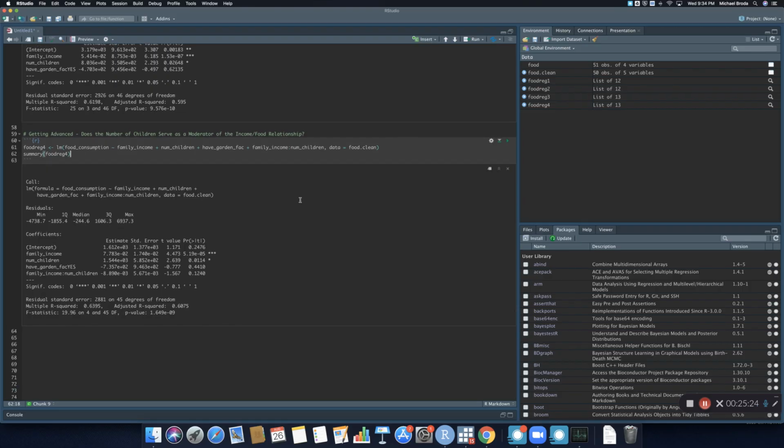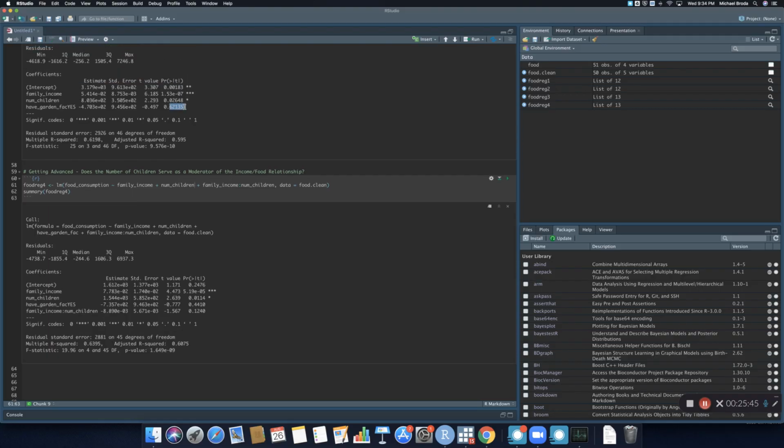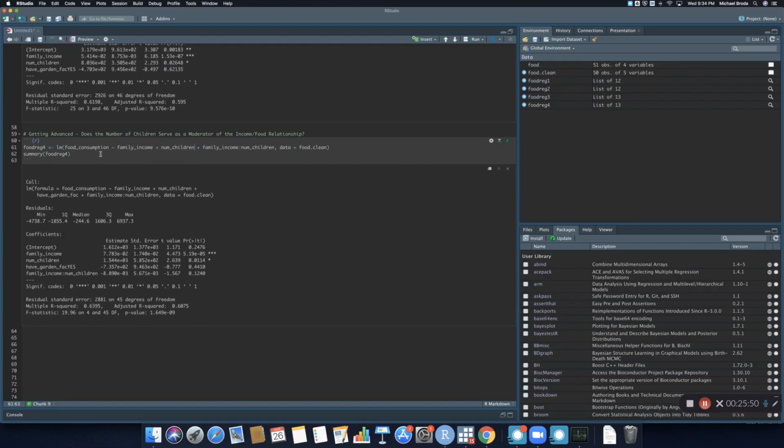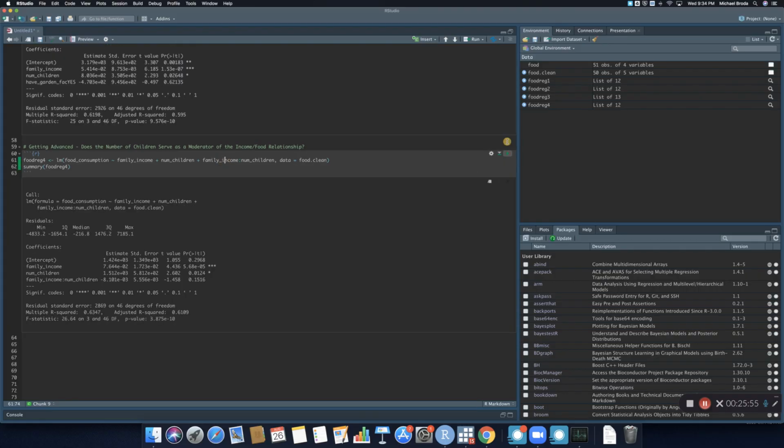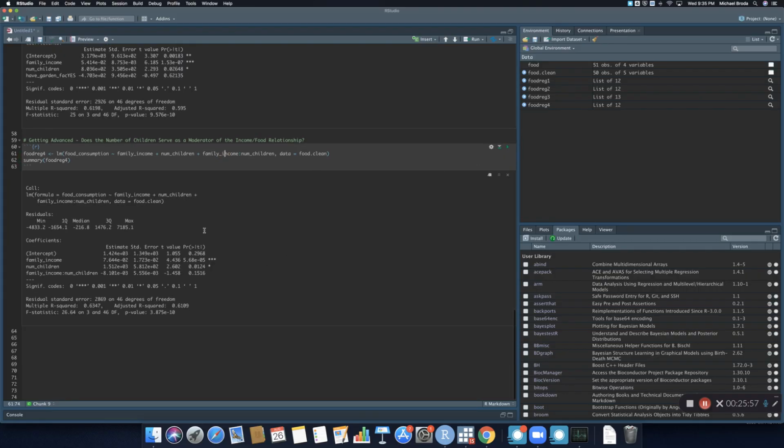So we run that, we get our results. Let's see, family income, number of children, yep, have garden. Oh, I see. In the example, I didn't include garden here. So I'm noticing that my estimates are different from the handout. So I'll drop garden out. That's probably a good idea because we're seeing here that garden was not significantly related. So for food reg 4, I'm just going to drop garden and include the significant stuff. There we go. That looks a little bit better.